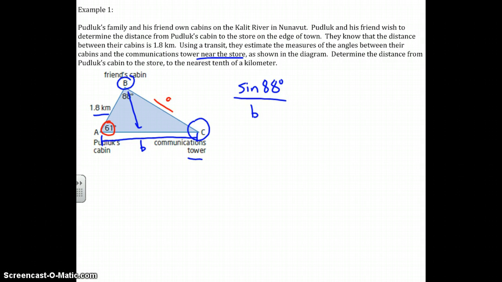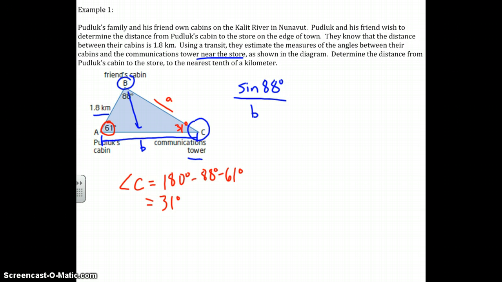Okay, so what we can do though is that we know in a triangle the angles have to add up to 180. So we know that angle C must be equal to 180 minus 88 minus 61. Okay, so calculating that, we can find out that angle C is 31 degrees. So this in here is 31 degrees.